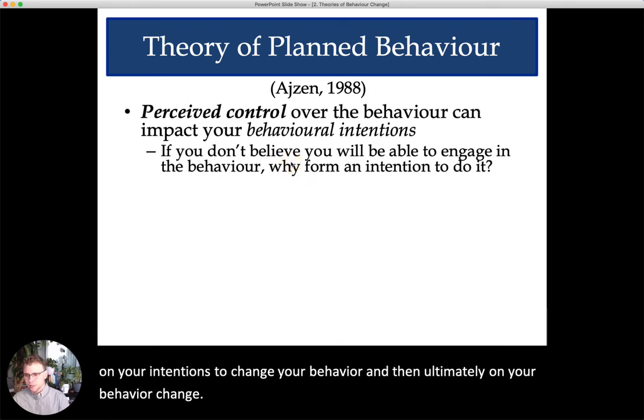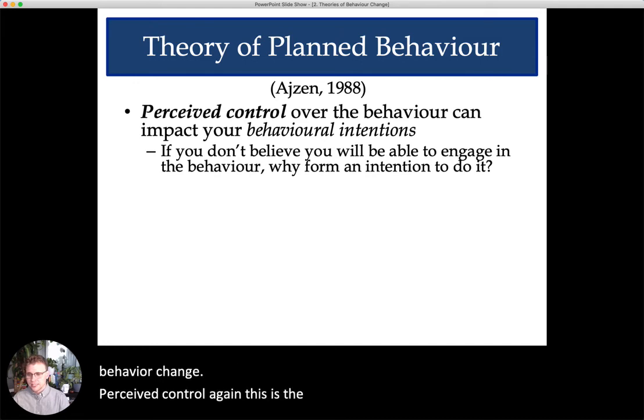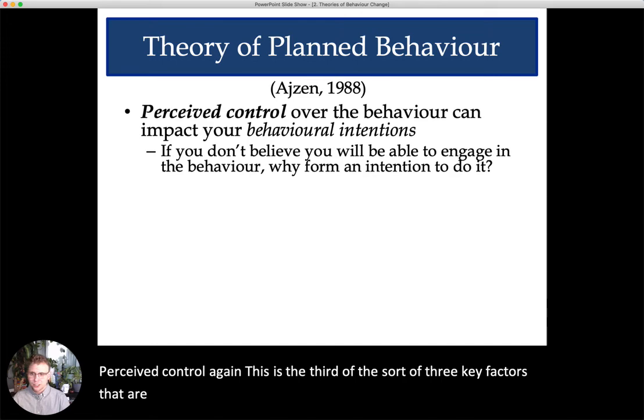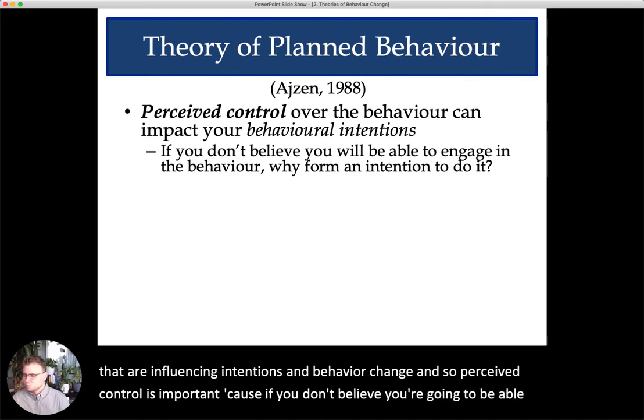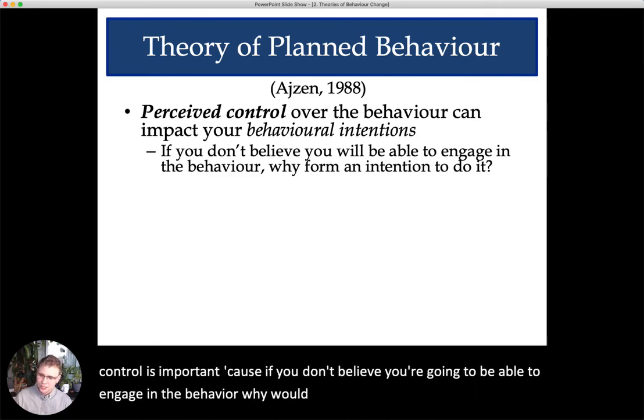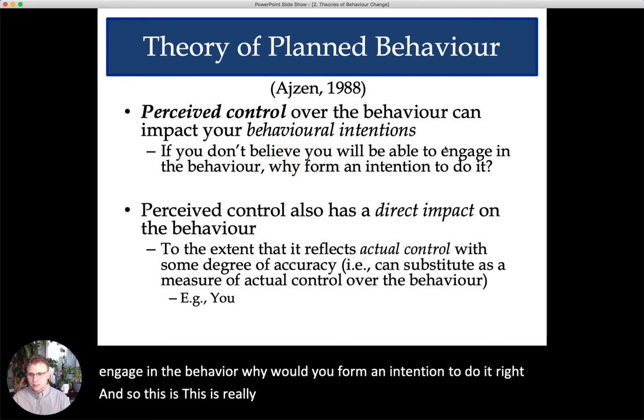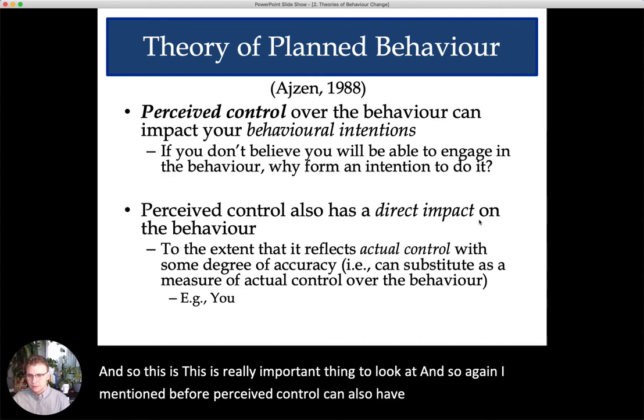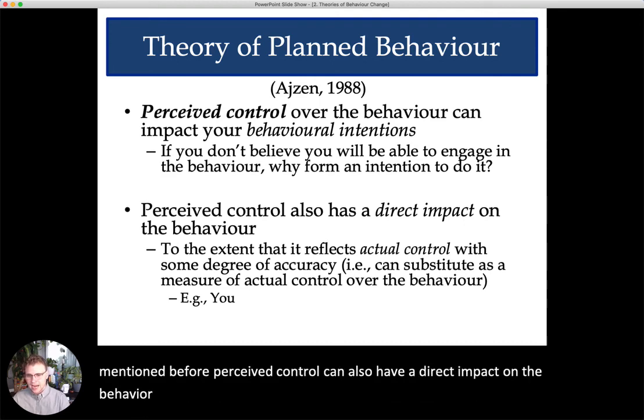Perceived control, again, this is the third of the three key factors that are influencing intentions and behavior change. And so perceived control is important because if you don't believe you're going to be able to engage in the behavior, why would you form an intention to do it, right? And so this is a really important thing to look at. And so again, as I mentioned before, perceived control can also have a direct impact on the behavior to the extent that it reflects actual control with some degree of accuracy.